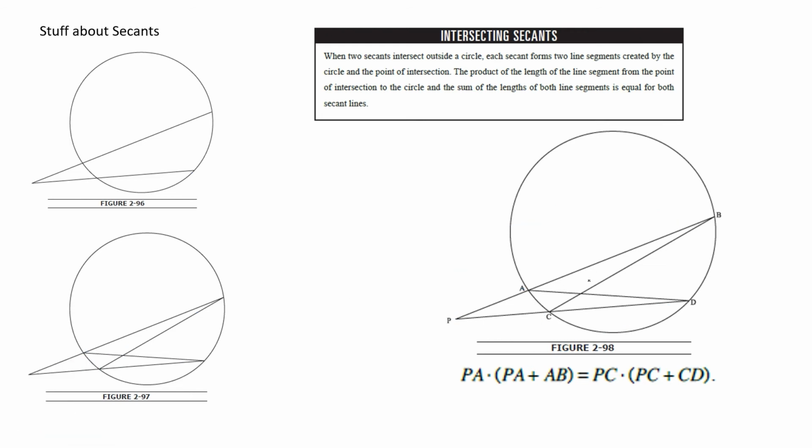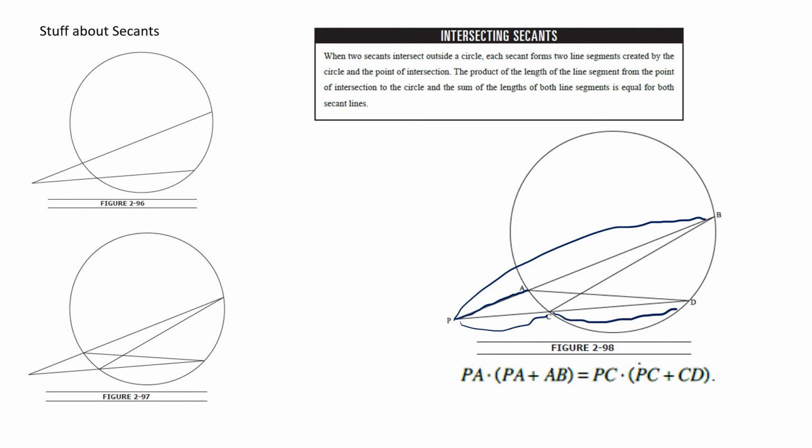Which is kind of ugly to look at, but PA times PB, which we can also write PB as PA plus AB, this little part plus this inside part, which is important because sometimes you will not be given the whole length and you need to know that it is the two added together. Pretty intuitive, but just keep it in mind. Don't get panicked if they don't give you what you think you need. And the same as PC times PD, which we can also write as PC plus CD.